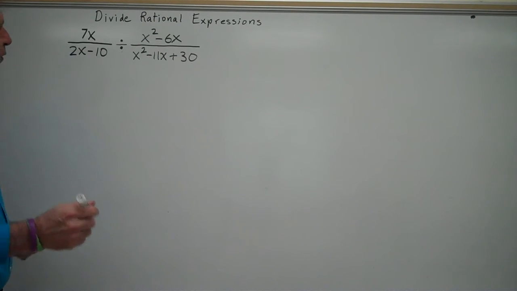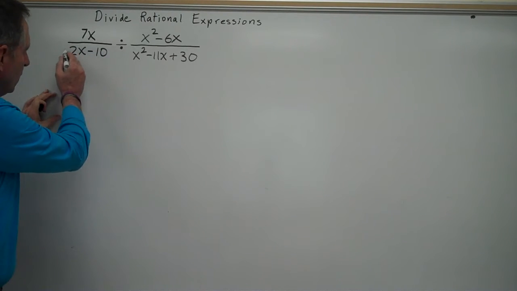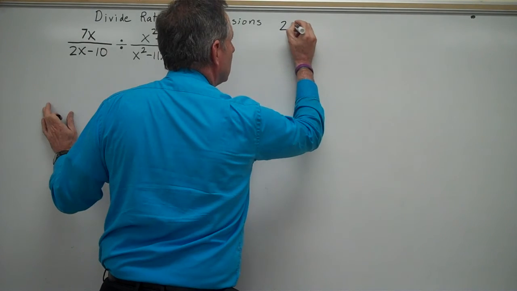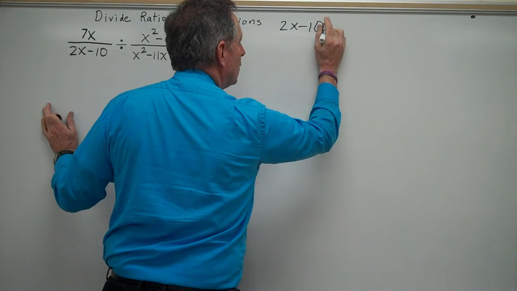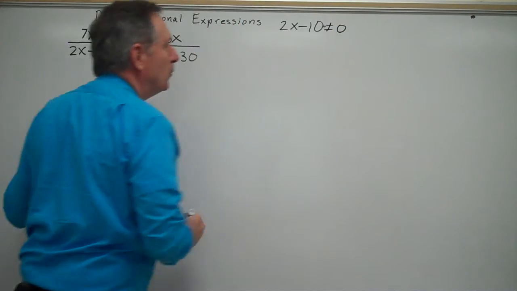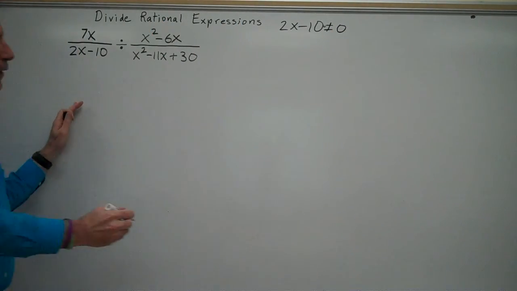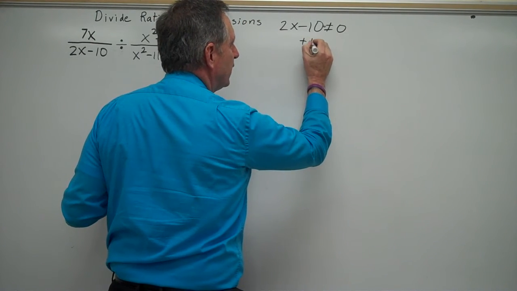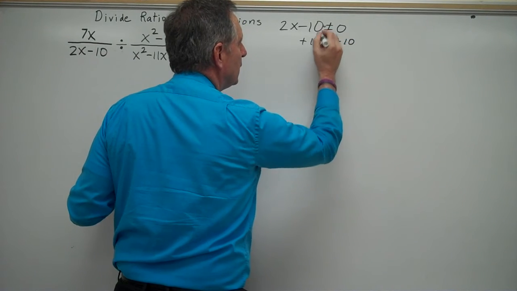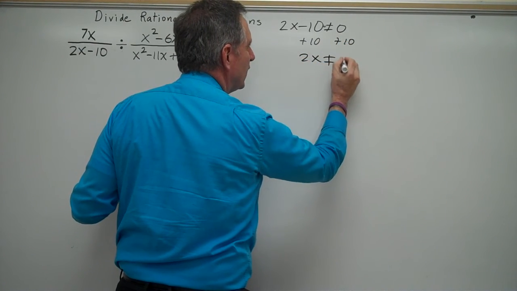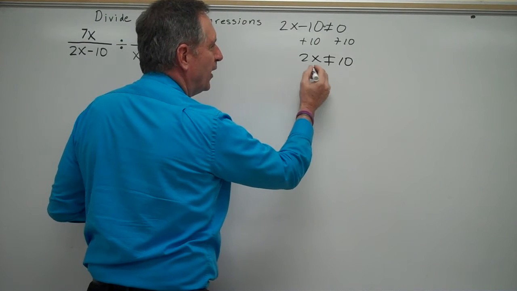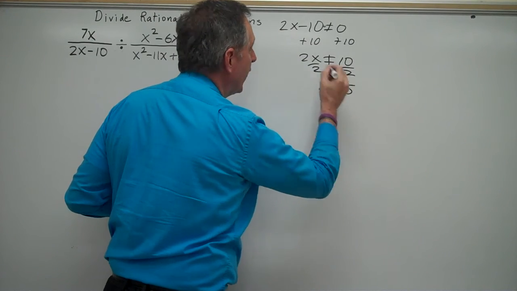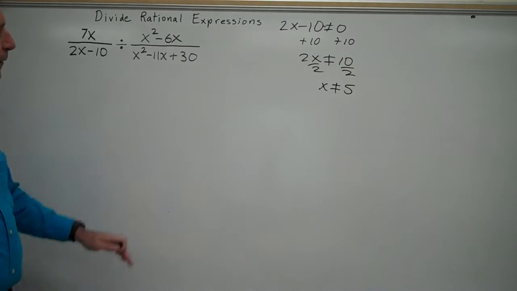This denominator here, 2x minus 10, cannot equal 0 because we cannot divide by 0. All right? And therefore, if we solve and add 10, 2x cannot equal 10, so therefore dividing by 2, x cannot equal 5. So that is one of our excluded values.